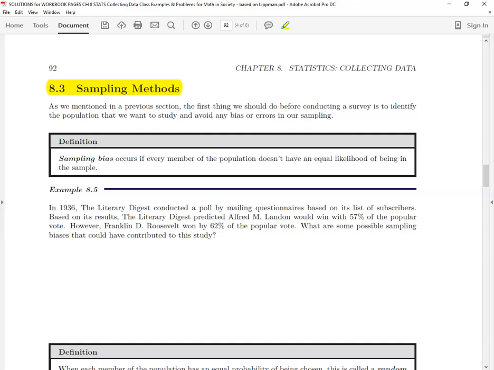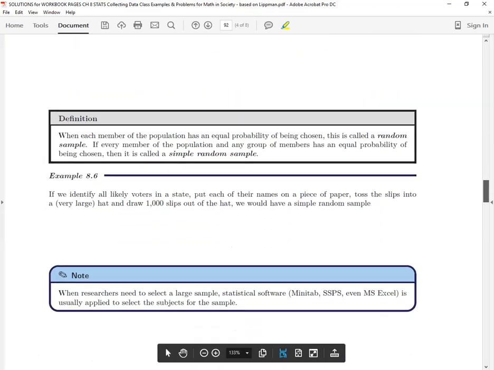So example 8.5 gives a little scenario and talks about some possible sampling biases. Now, if you've read the textbook already, you might be able to answer that right off the bat, but I think you'll have a better idea when I go over it in the PowerPoint as well, because these notes are kind of sparse.